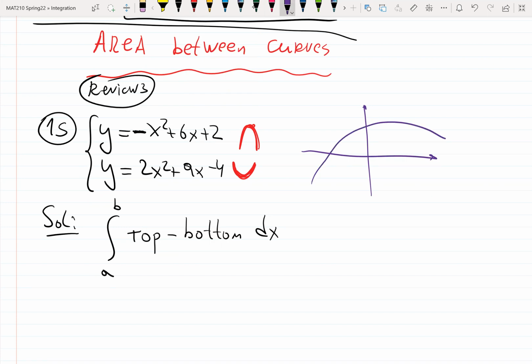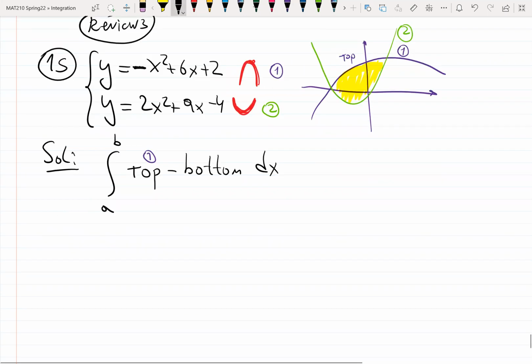One looks like this. Let's call it number 1. And the other one looks like this. That will be number 2. Happy versus sad one. So which one is at the top? Number 1 is at the top. Number 2 is at the bottom. We need to find points of intersection.